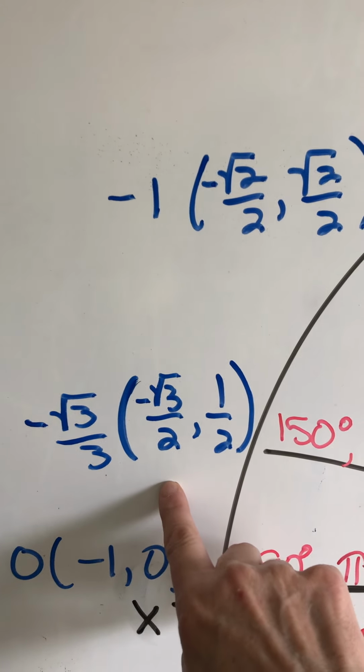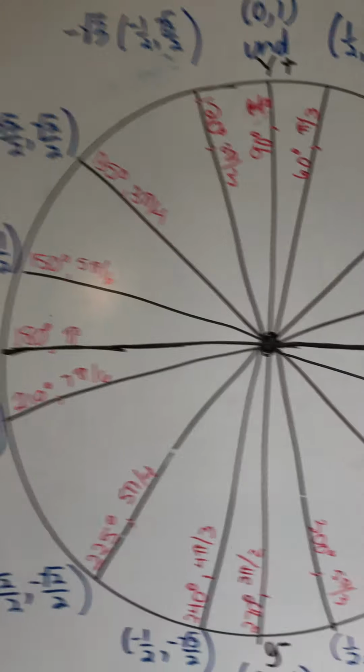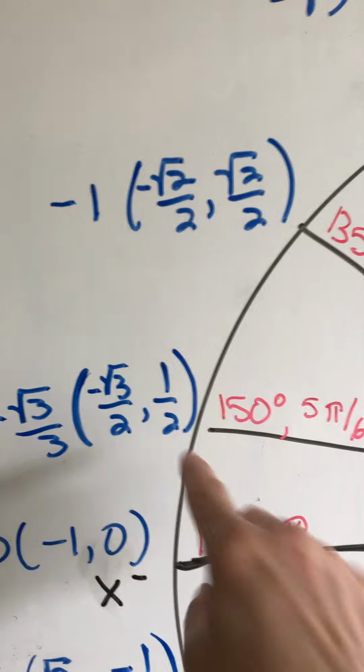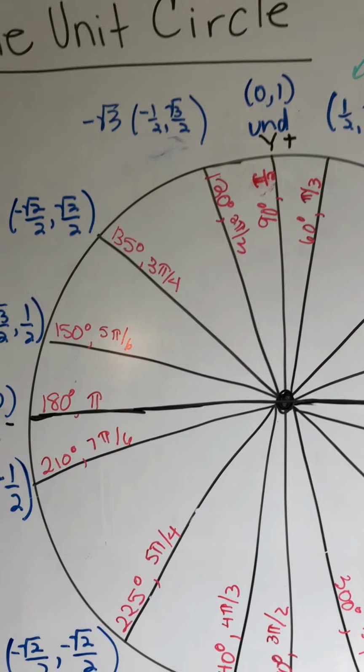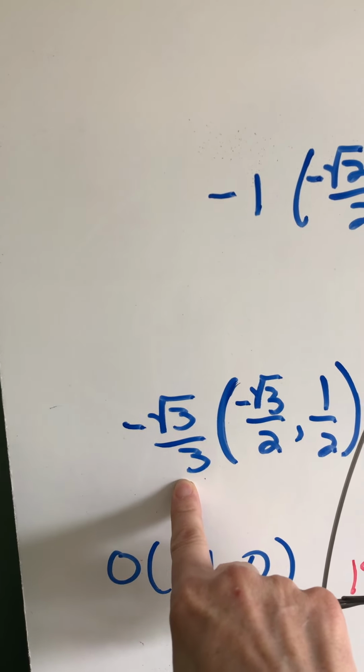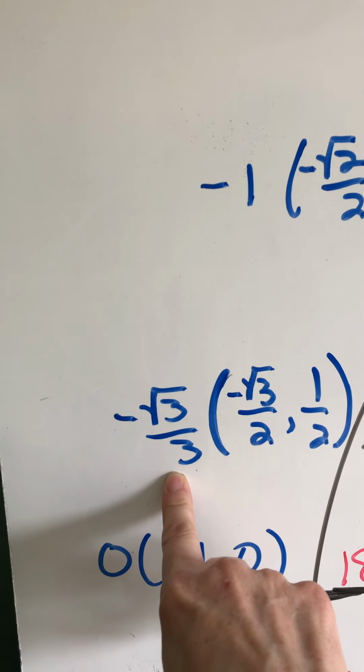It's just that cosine is negative because you were in quadrant 2. Sine is still positive because you're in quadrant 2. And of course, tangent is negative because that's y over x, and that's a positive over a negative.